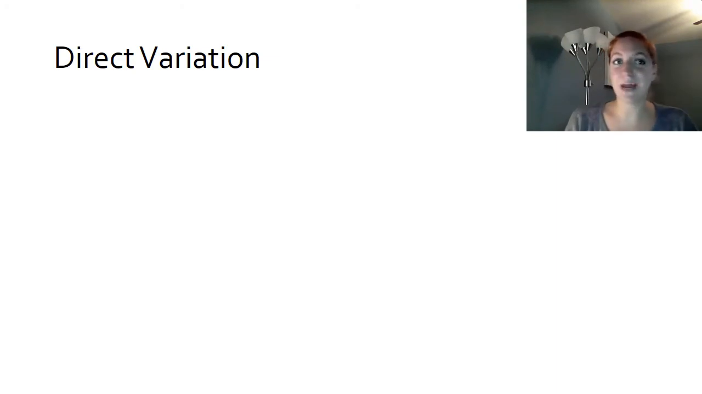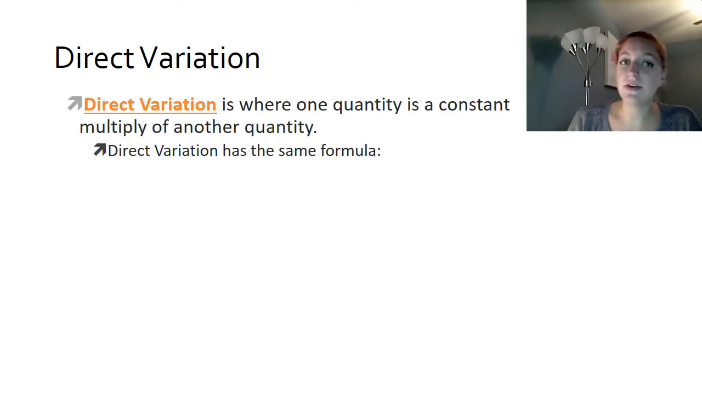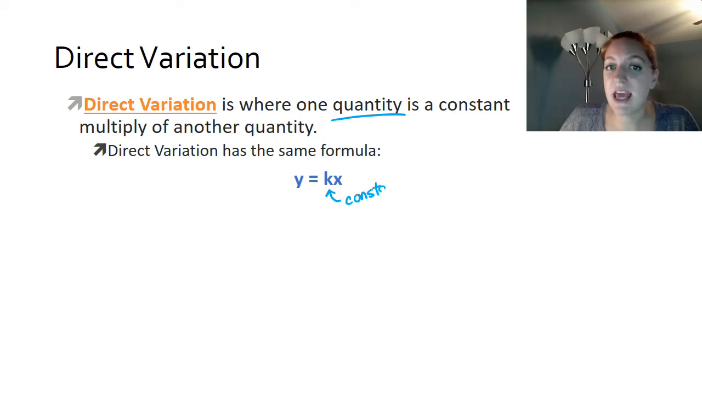Let's look at our first type of variation called direct variation. Direct variation is where one quantity is a constant multiple of another quantity. When we look at the formula, we'll see that it's y equals k times x. X and y are going to be our variables or our quantities that are changing. K is going to be our constant. And in fact, k will always be constant.